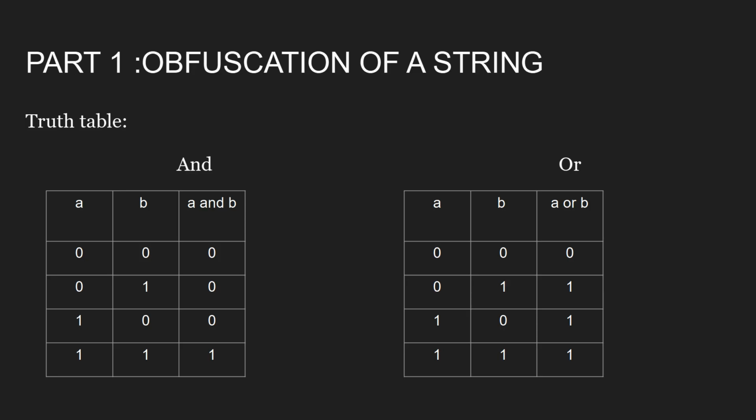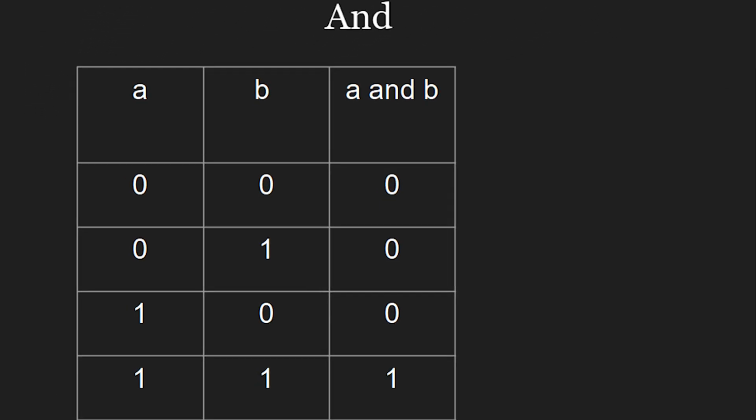So here we have a truth table. If we say A is a variable and B is a variable, each can be either true or false. False is 0 and true is 1. If we say A AND B, if they are both false, the result is false.